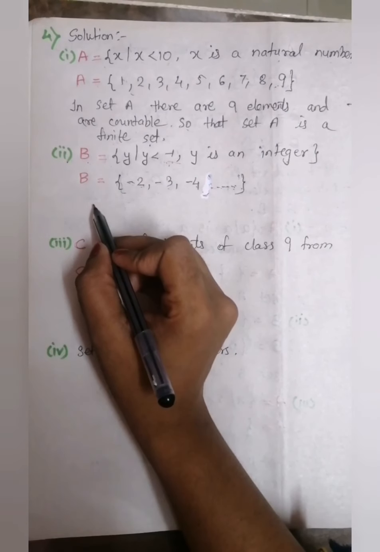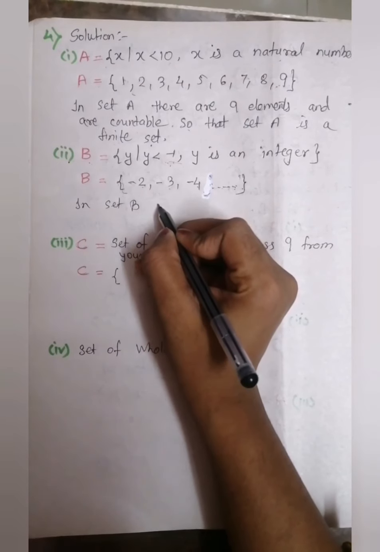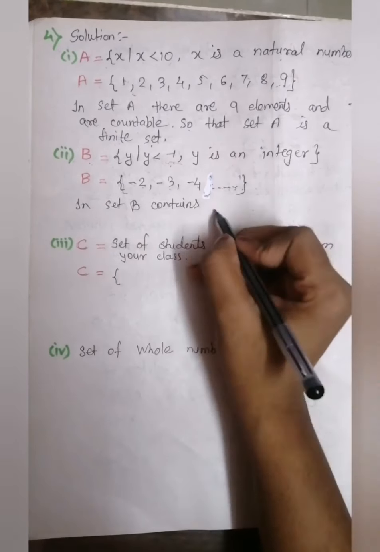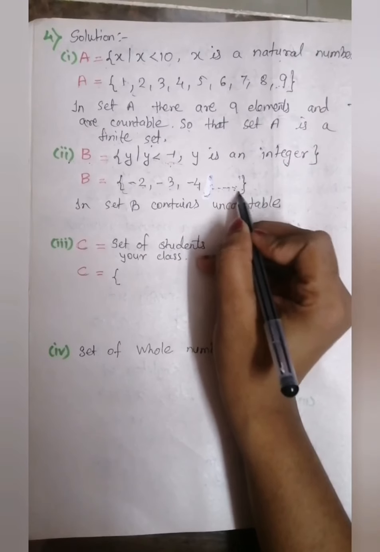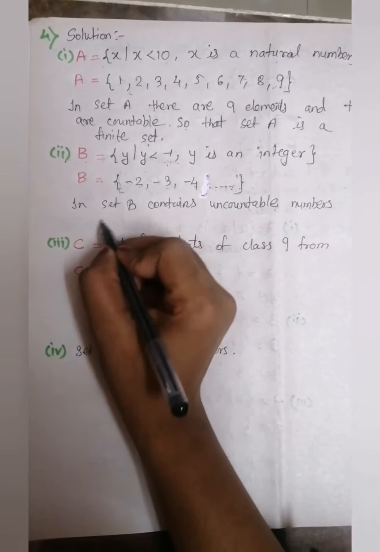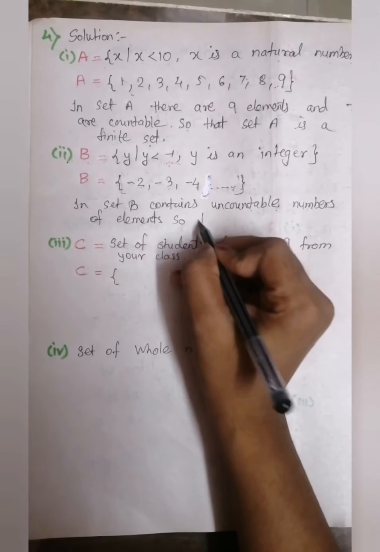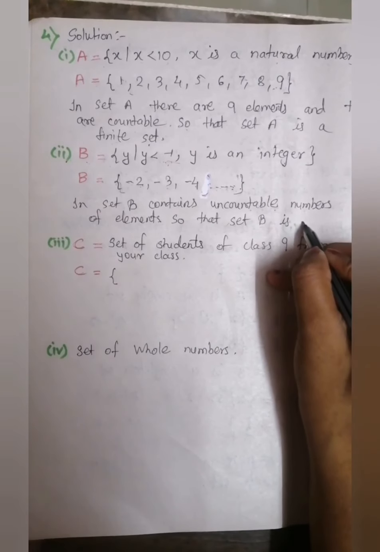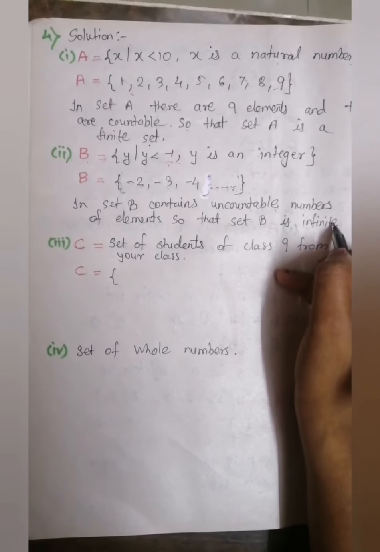So we have to write down the reason also. So start with: set B contains uncountable numbers of elements, because we gave the dotted points, so that set B is an infinite set.